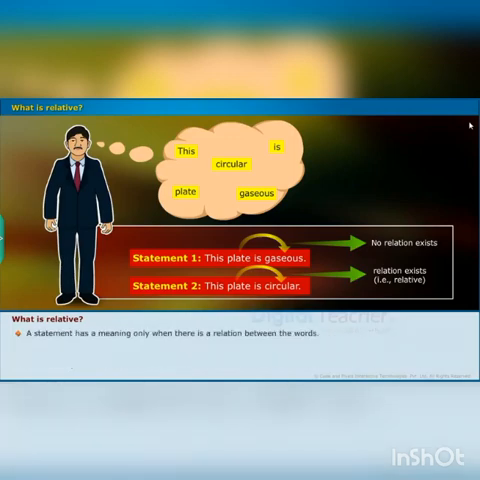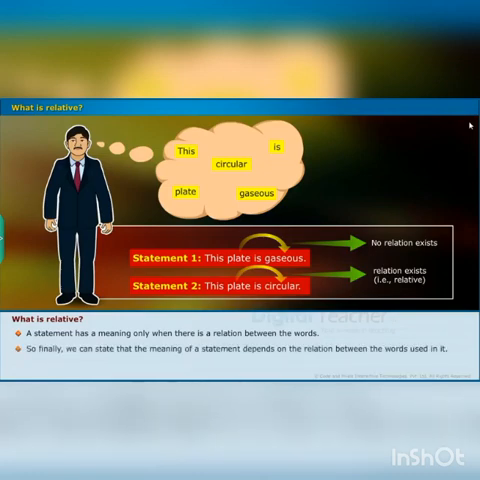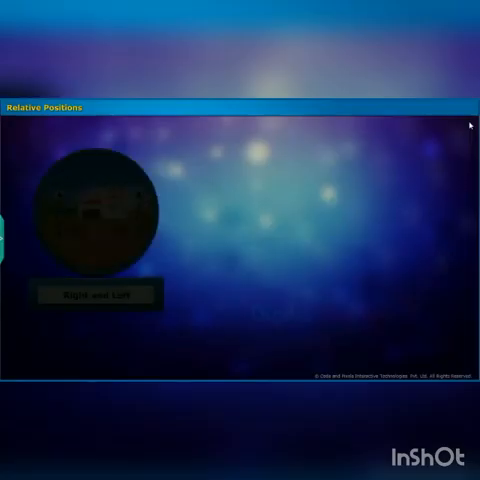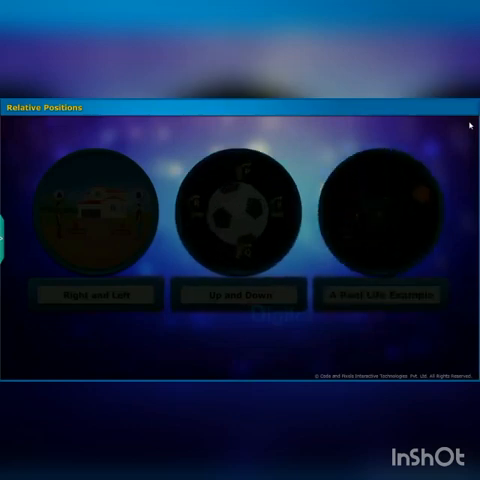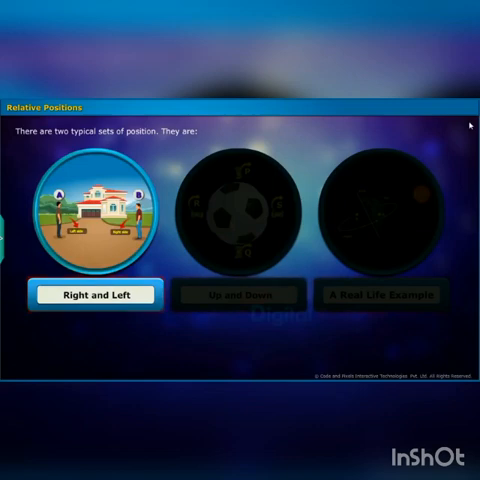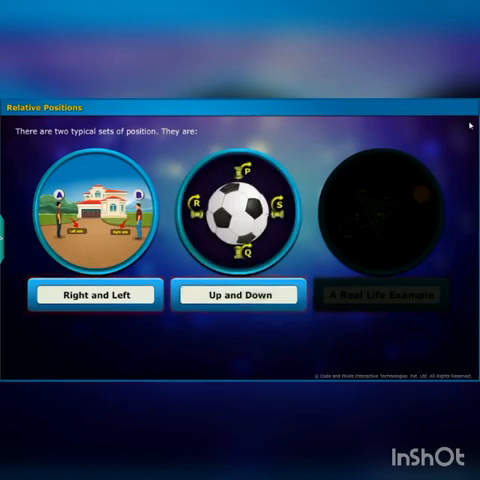A statement has a meaning only when there is a relation between the words. So finally, we can state that the meaning of a statement depends on the relation between the words used in it. Let us now learn about the term relative with respect to positions. There are two typical sets of position. They are right and left, up and down.